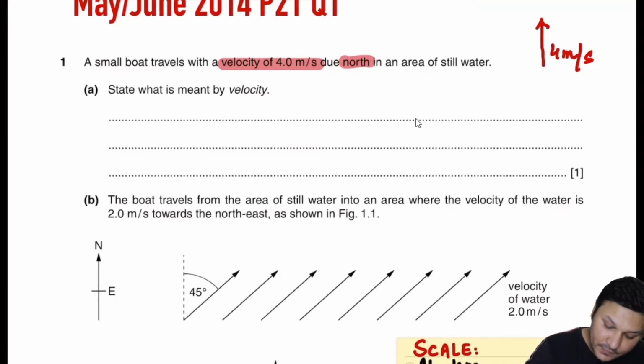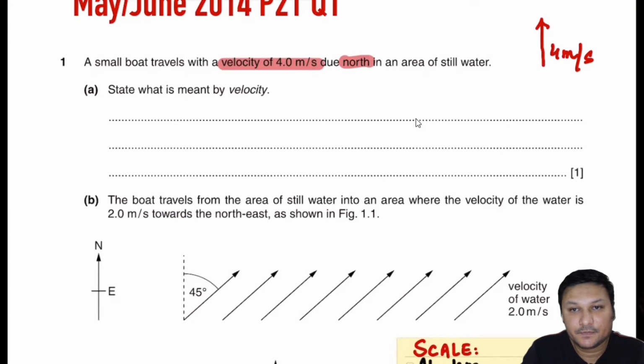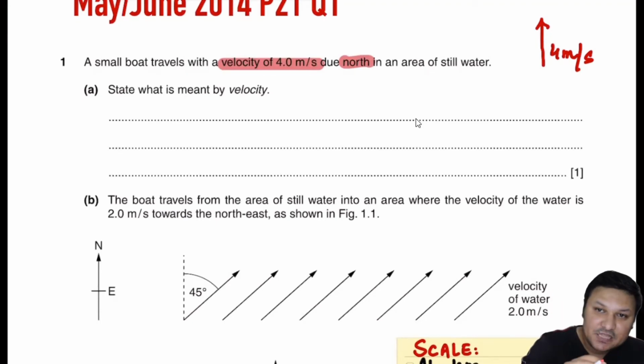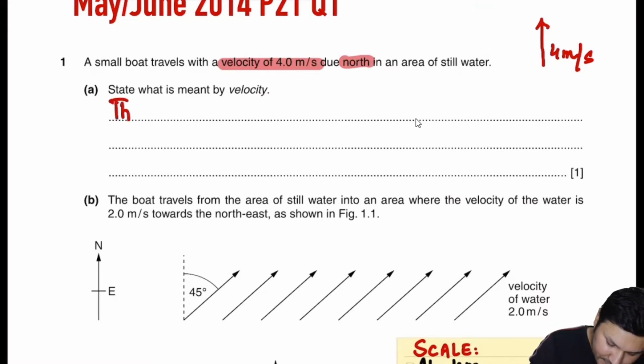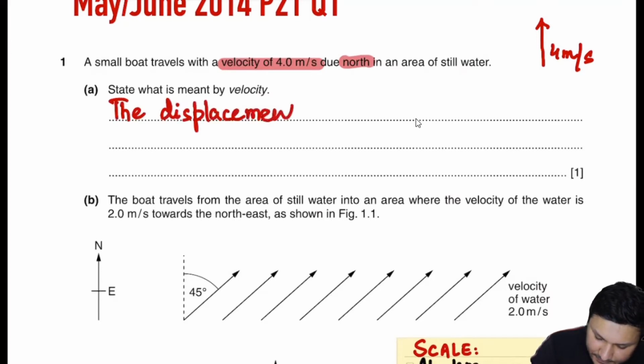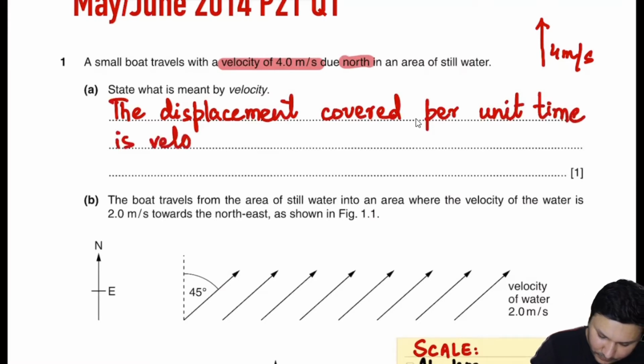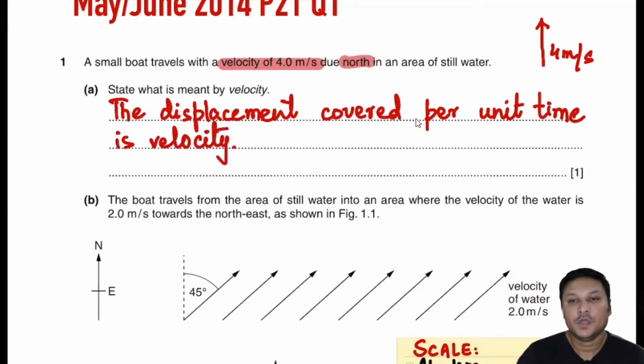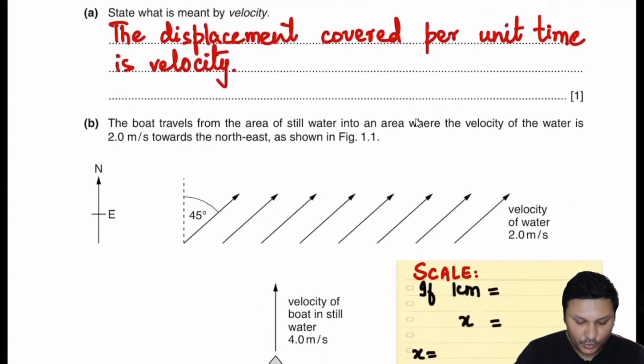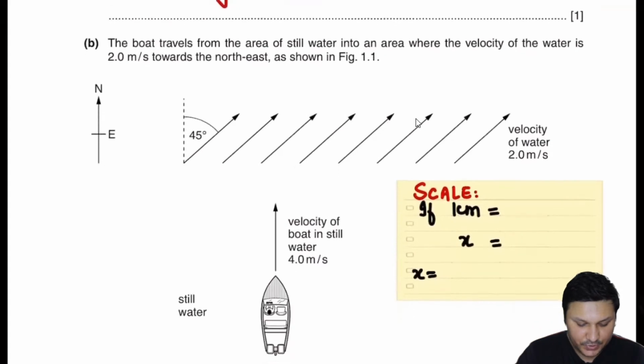The question is asking, state what is meant by velocity. So the simplest definition of velocity is the displacement covered per unit time is called velocity, or the rate of displacement. Okay. Now let's go towards part B of this question.